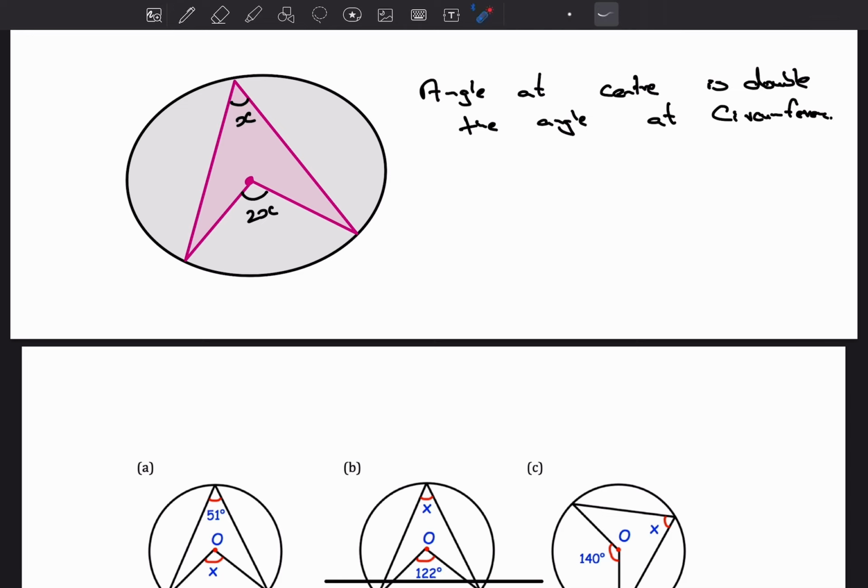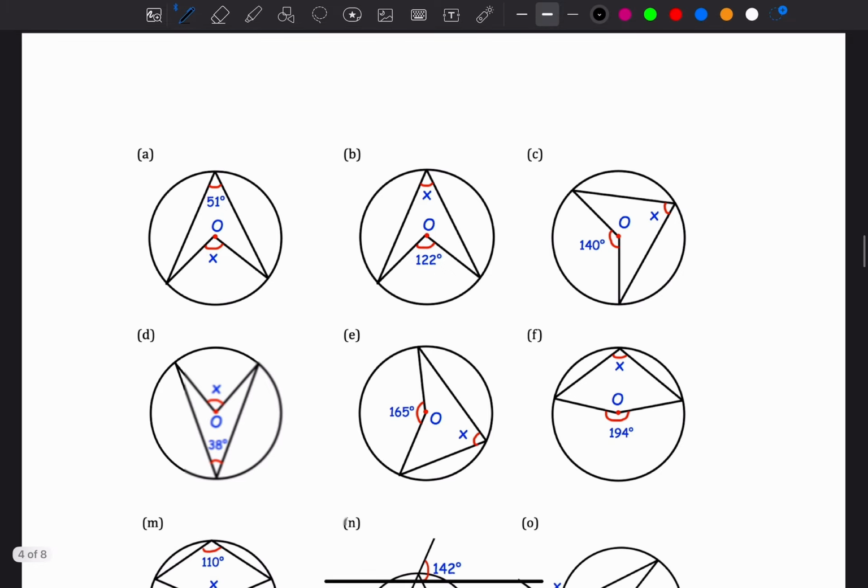Okay, so that basically means the angle at the center is double the angle at the circumference. Okay, simple. That's the rule, and that is your second circle theorem. Let's start. So the angle at the center is double that. So x is double of that.